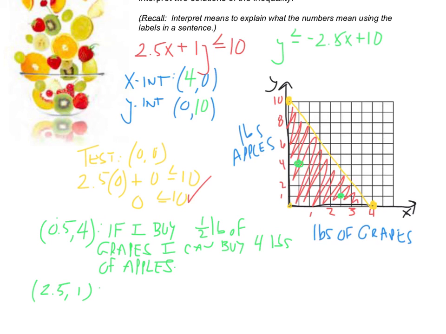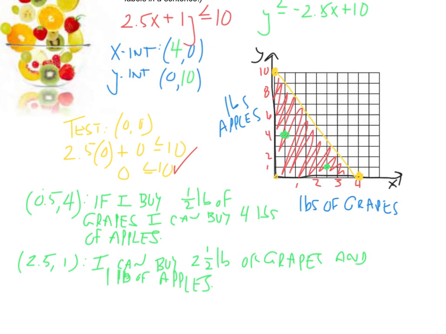So for the second one, I can buy 2.5 pounds of grapes and 1 pound of apples. So I just want you to notice we picked two solutions that would have been less than $10, right?